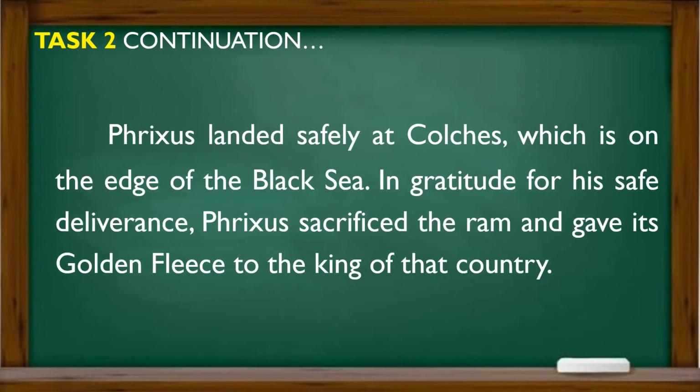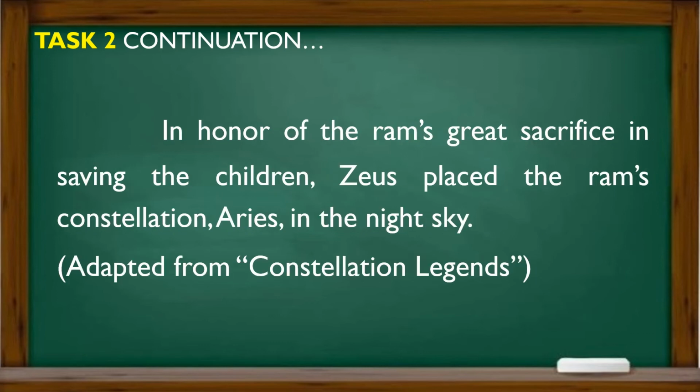Phrixus landed safely at Colchis, which is on the edge of the Black Sea. In gratitude for his safe deliverance, Phrixus sacrificed the ram and gave its golden fleece to the king of that country. In honor of the ram's great sacrifice in saving the children, Zeus placed the ram's constellation, Aries, in the night sky.